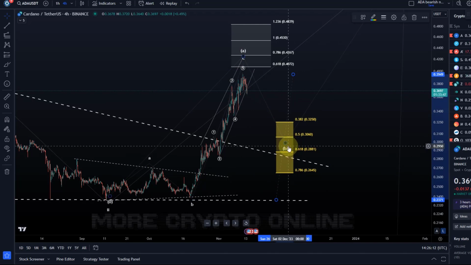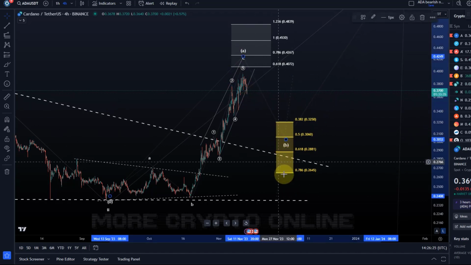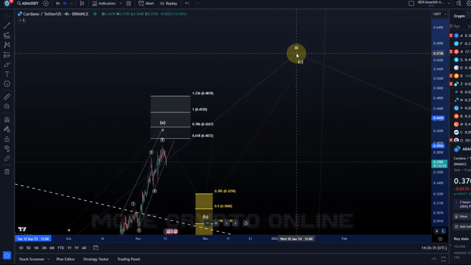A B wave doesn't really have a target. It's more like support, so it doesn't need to come down that much. It's just a corrective structure. A corrective structure, especially a B wave, can be extremely shallow or very deep, but it gives you the fib levels to watch between 32.5 cents and 26.4 cents. After that, we could be watching for a C wave rally of wave 3.